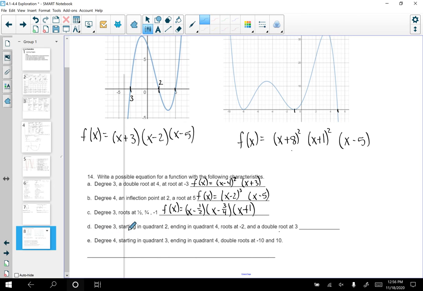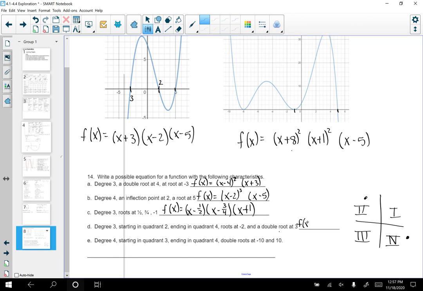Okay, degree 3, starting in quadrant 2 and ending in quadrant 4. So if we look at our xy coordinate plane here, this is quadrant 1, this is quadrant 2, 3, and 4. So it starts in quadrant 2, starts here and ends in quadrant 4. So we know it's going to be odd degree, right? Which they already told us, 3. But an odd degree polynomial ending down is going to be negative, right?